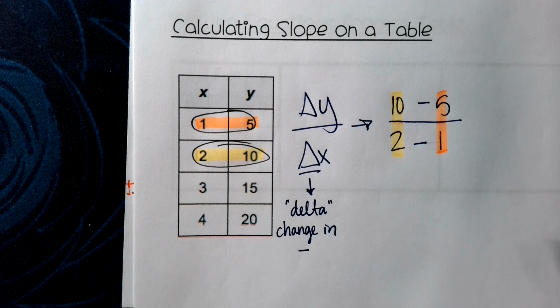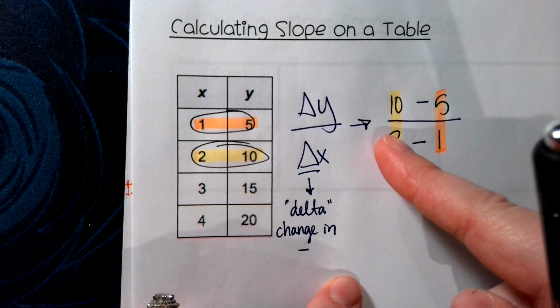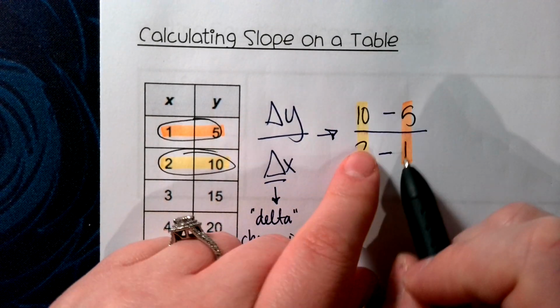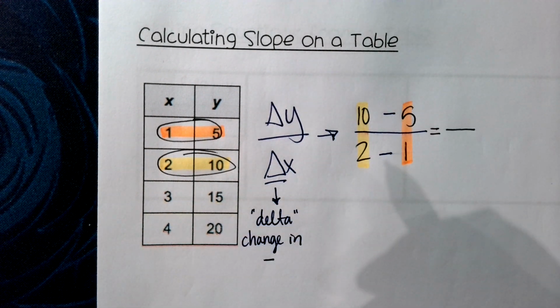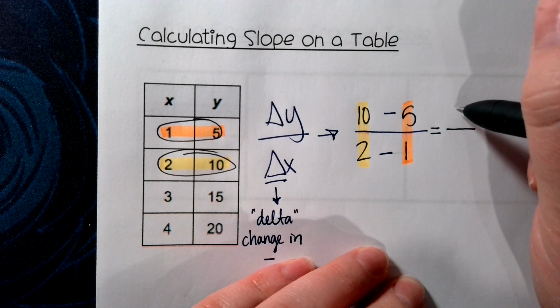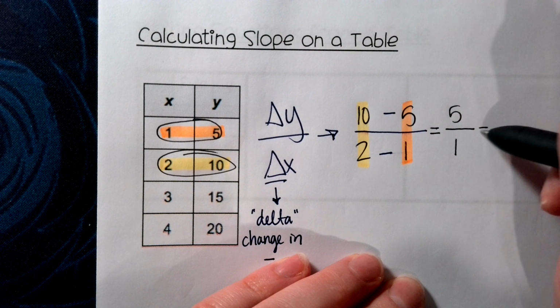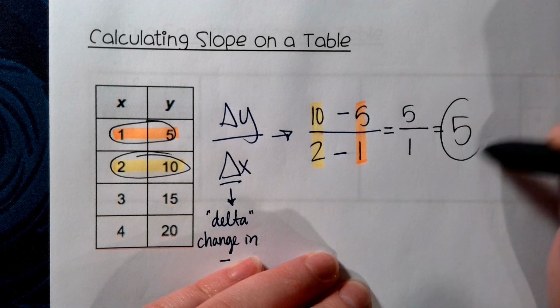That's the second common mistake that we'll see. People's numbers will cross. They'll have a yellow, orange, orange, yellow, and that doesn't work. You've got to keep the same colors on top and bottom. You got to keep them together. And now we're going to subtract. 10 minus 5 is 5. 2 minus 1 is 1. 5 over 1 simplifies to 5.